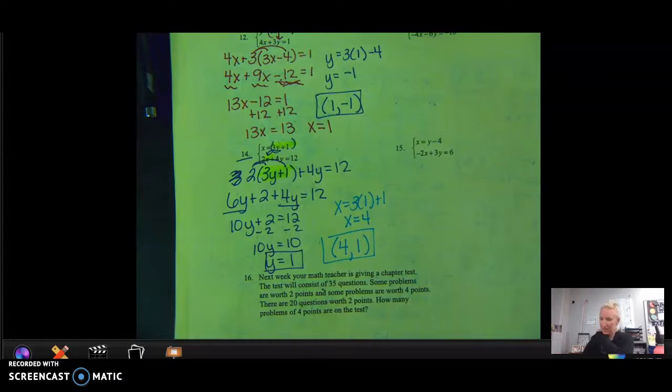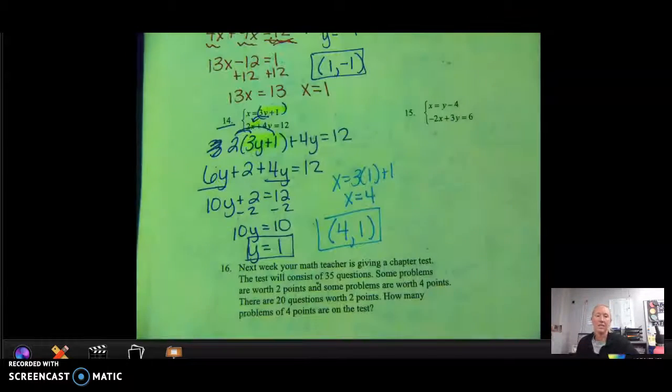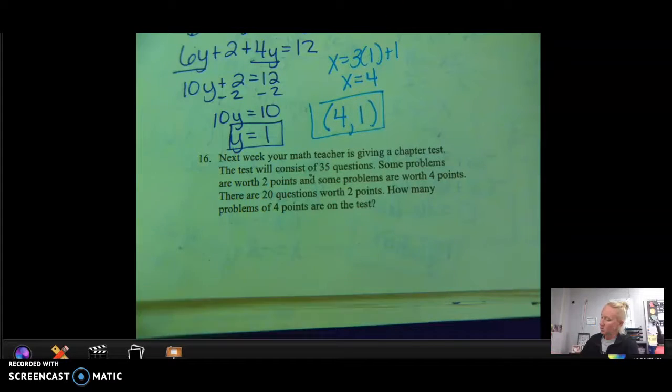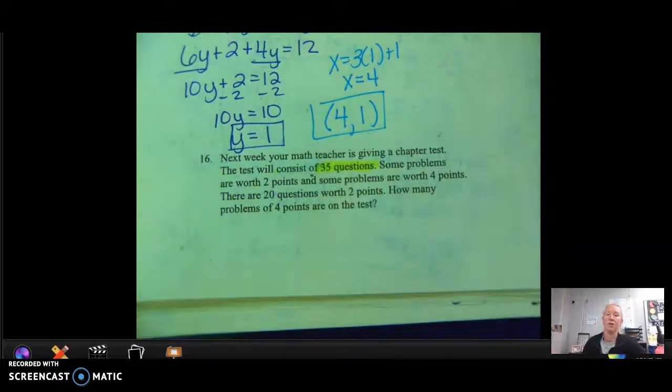Number 16. It's a word problem. Sometimes we get a little nervous when we see word problems and we're like, it's a word problem, I'm just going to skip it. This one, guys, is actually pretty easy, and you will be able to get this. It says, next week your math teacher is giving a chapter test. The test will consist of 35 questions, so that's important information. Some are worth 2 points, and some are worth 4 points. There are 20 questions worth 2 points. How many problems of 4 points are on the test?